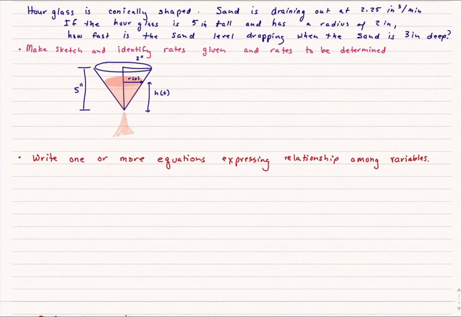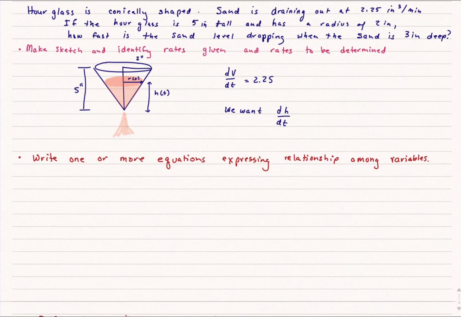What am I given? I'm given the change of volume as a function of t. That's equal to 2.25. So that means I've got to do a little bit of thinking on how I'm going to relate my h and my r to my rate that I'm given. And that's what I'm going to do in my second step. I know I want the rate of change of the height of the sand as a function of time. So that is, I need to find dh/dt.